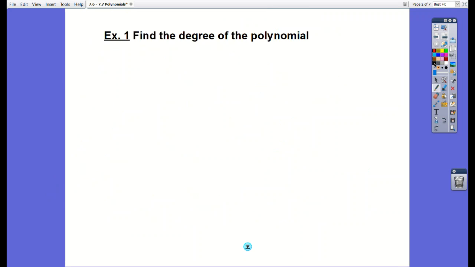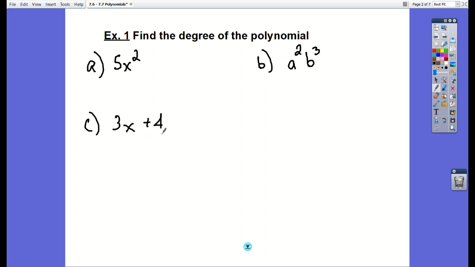So let's put this to use. And let's put some examples up here. I just want you to find the degree. So just write a number for your answers here, okay? So part A, 5x squared. You're going to write a number for your answer. A squared b cubed. 3x plus 4x cubed.